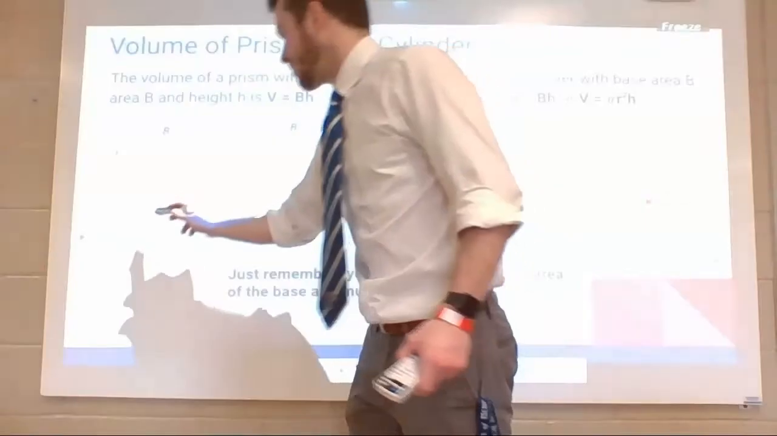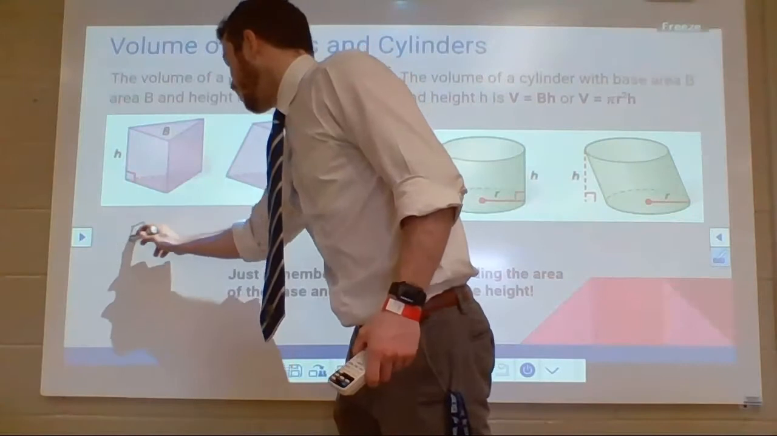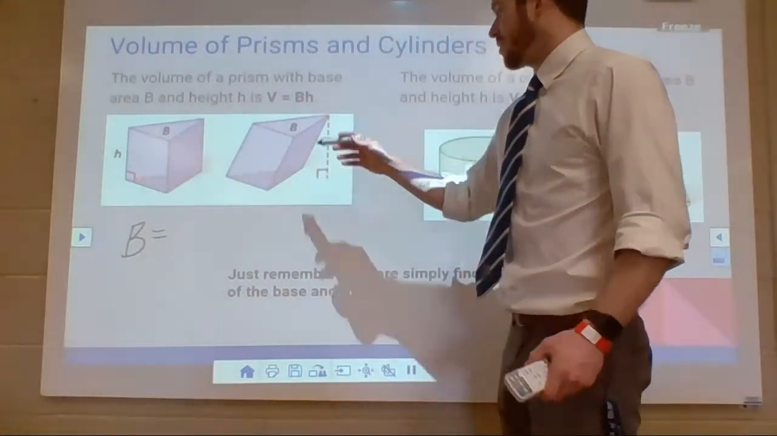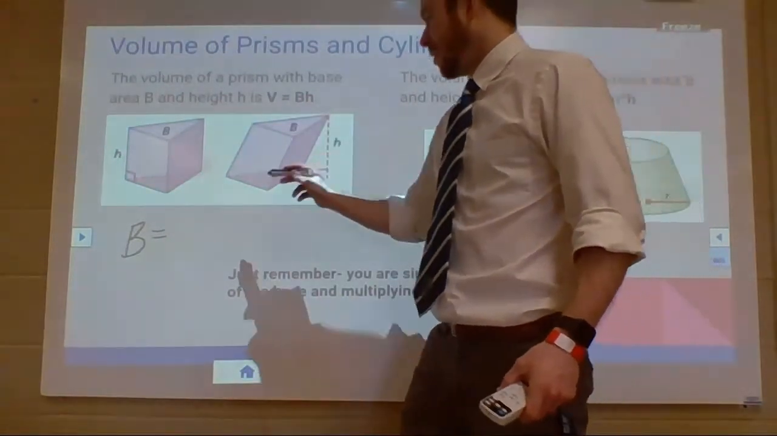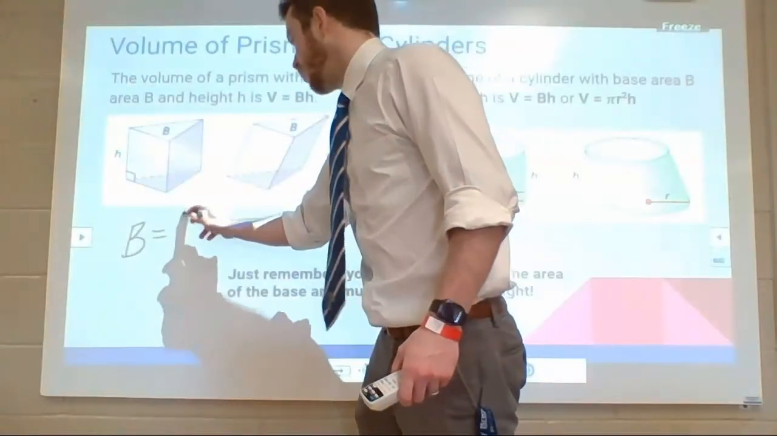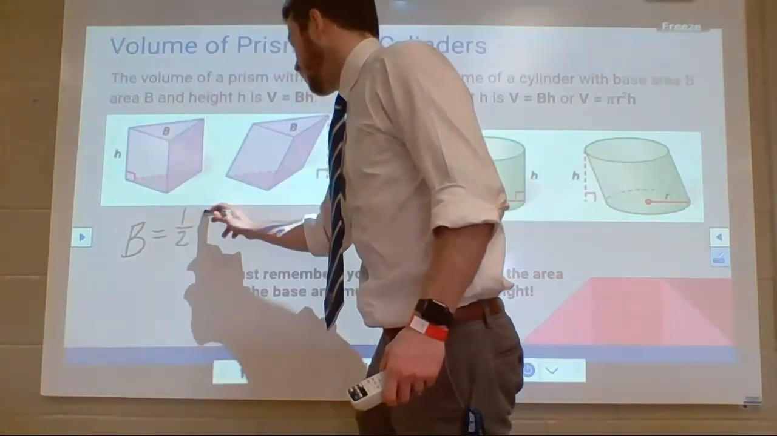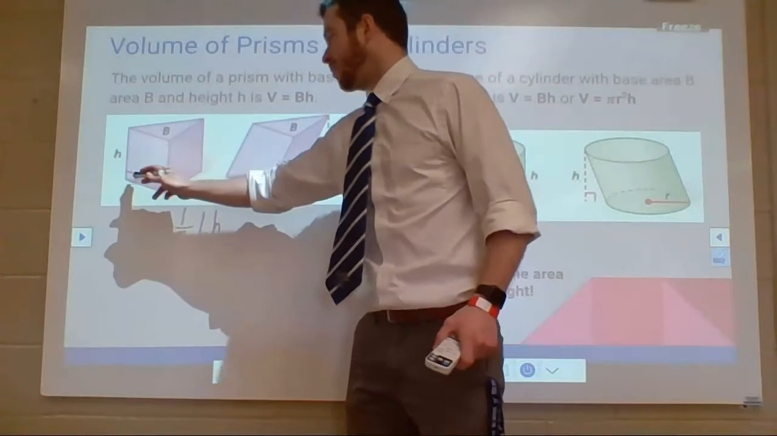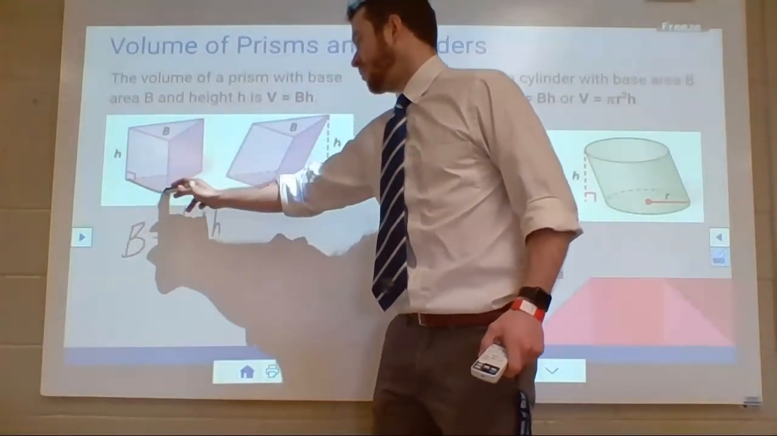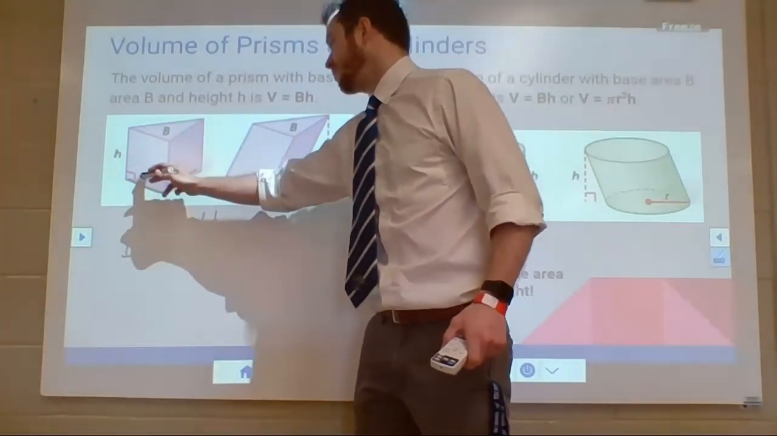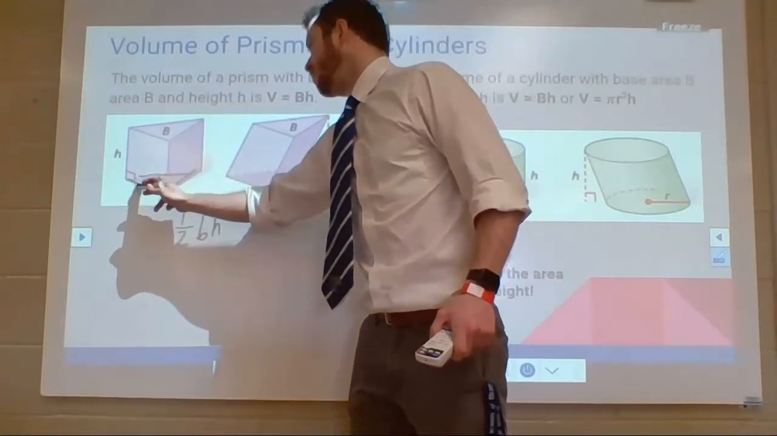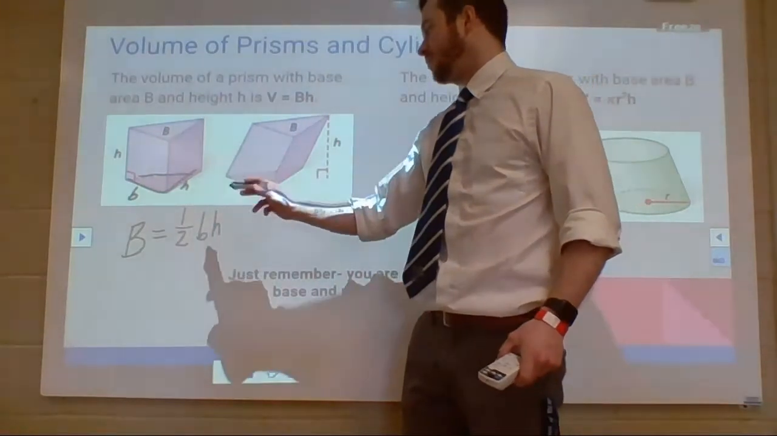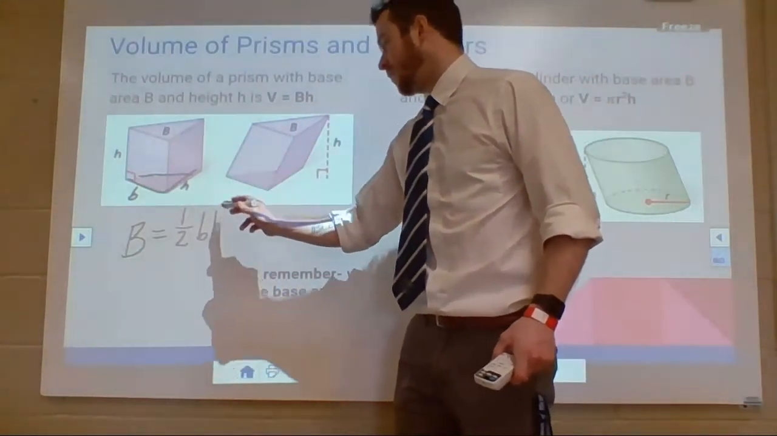So in this case we have B, uppercase B, that's the area of the base. Because it's a triangular prism, the area of the base is going to be 1/2 base times height. Now this little b is going to be the base of that triangle. Here we're trying to find the area of that triangle, so b times height. Okay? So you'd have to find that.